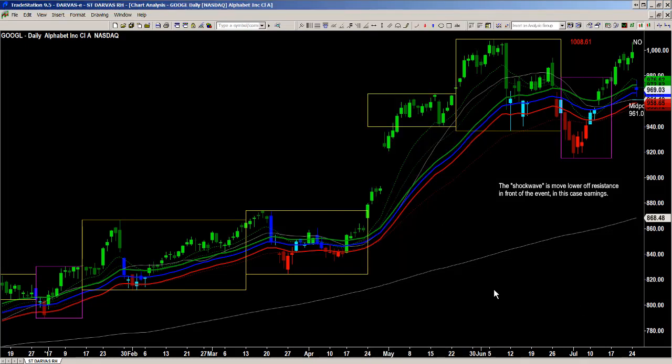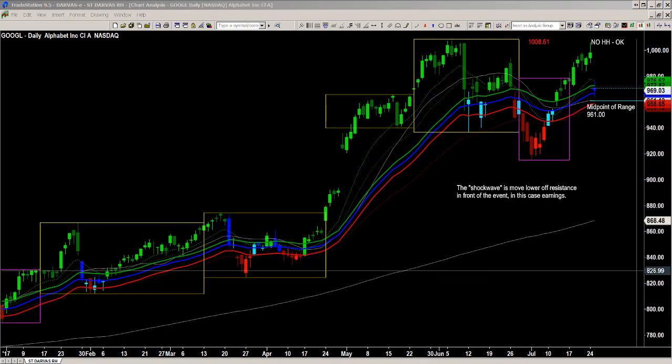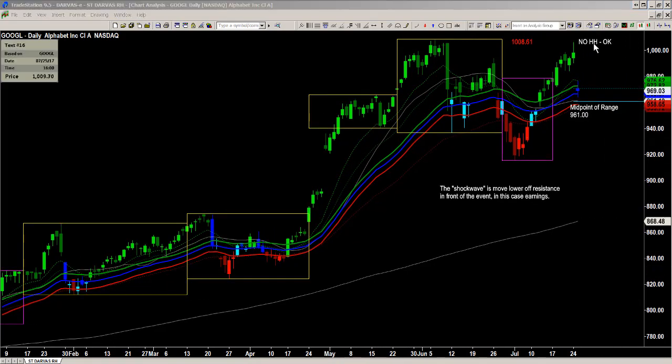Now I'm going to show you Google's. We did this one live yesterday in the chat room. So a couple basic things: no higher high, sideways market trend. The Shockwave is a play on the event. So the Shockwave would be a put that I would play as long as the market did not exceed this high, and I would look for the put with the Shockwave.